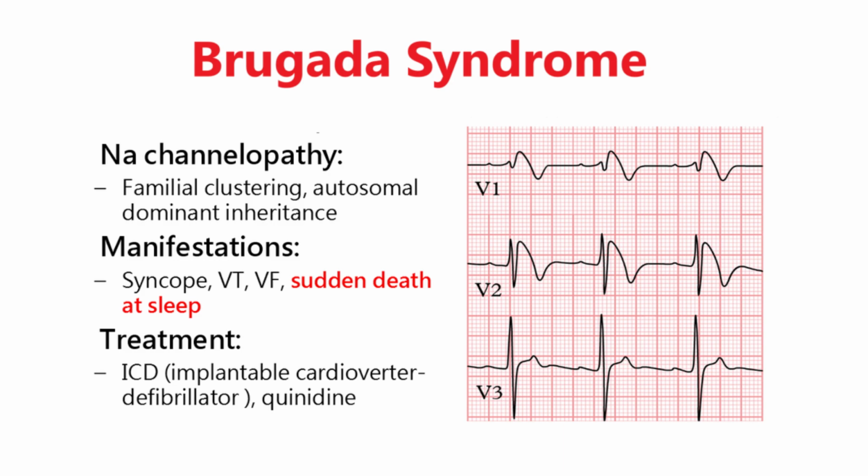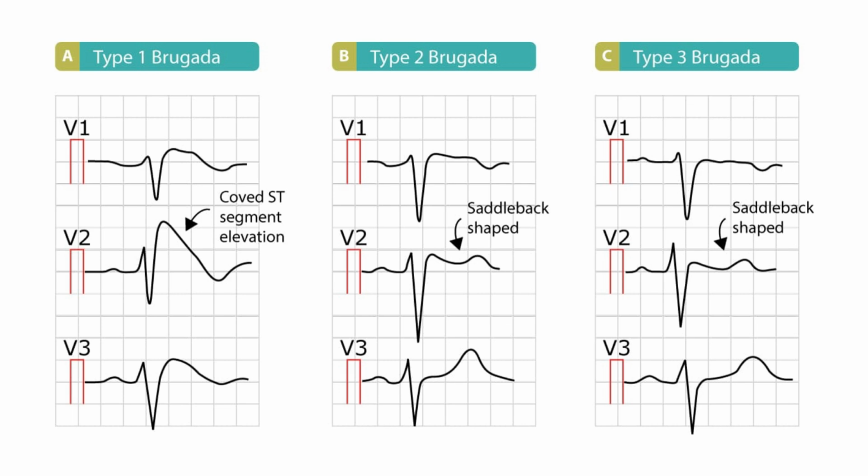If you ask them, some will have a history of a family member who died unexpectedly of an unknown cause. Brugada is treated with an implantable cardiac defibrillator or quinidine. Brugada comes in three different flavors, type 1, type 2, and type 3, but the only one that seems to get the cardiologist excited is type 1.